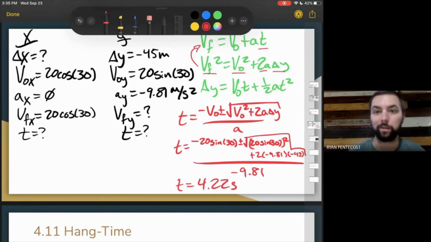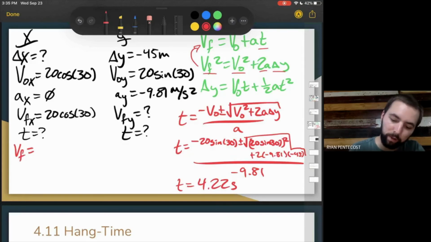4.22 seconds. That's believable. I mean, it's got to fall a pretty long ways. All right, so let's try this other method. We have v final squared equals v naught squared plus 2a delta y. That looks familiar. We just did that.